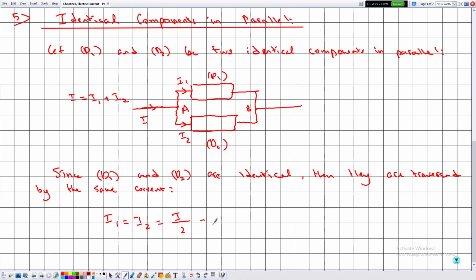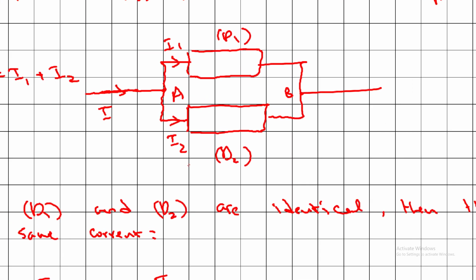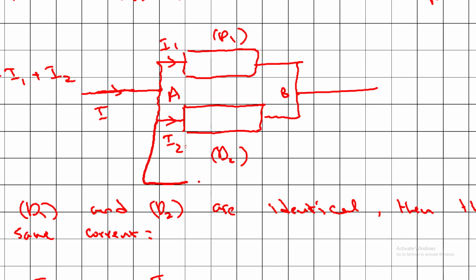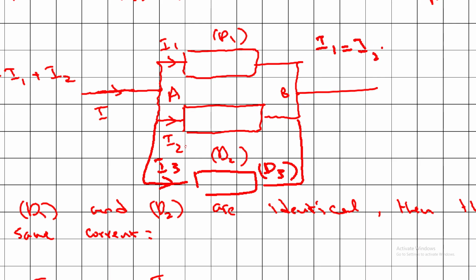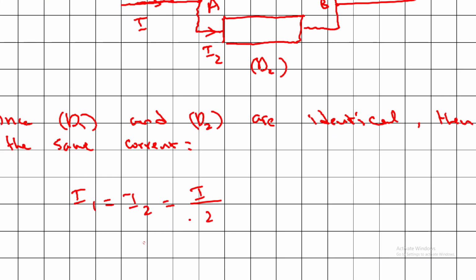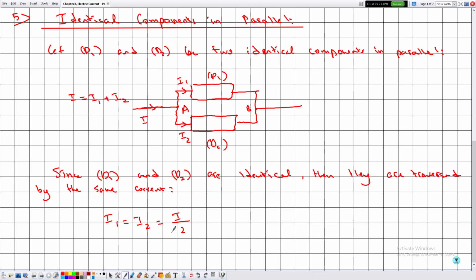So in this case, if you know the value of I, we can determine I1 and I2. Now what happens if you add another component D3 that is in parallel and also identical? So this is I3. And then in this case, we say that I1 is equal to I2 is equal to I3 is equal to the main current divided by the number of components that we have, and this is given by 3. Okay, so always this factor here represents the number of electric components in parallel that we have.